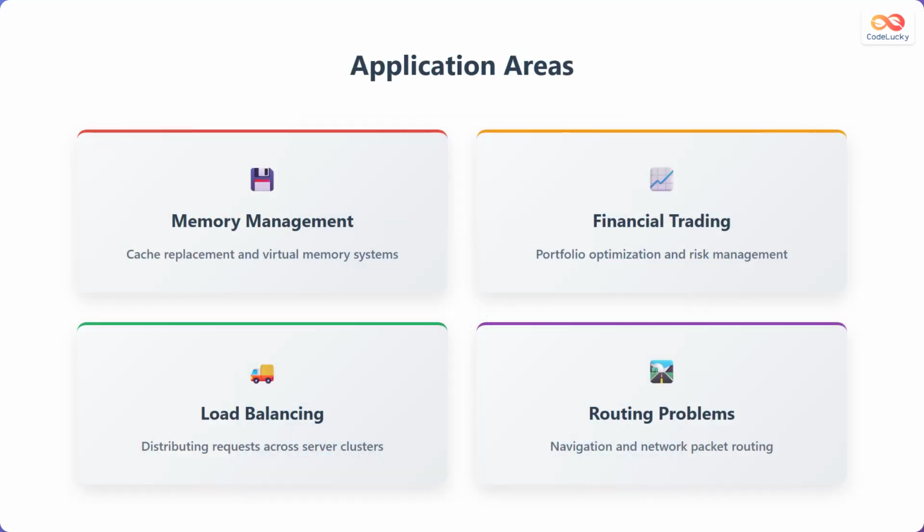Online algorithms are used in many different fields. They play a crucial role in memory management like cache replacement and virtual memory systems. They are also used in financial trading for portfolio optimization and managing risk. Load balancing is another key area, where online algorithms help distribute requests across server clusters. Finally, they are applied in routing problems such as navigation and network packet routing.